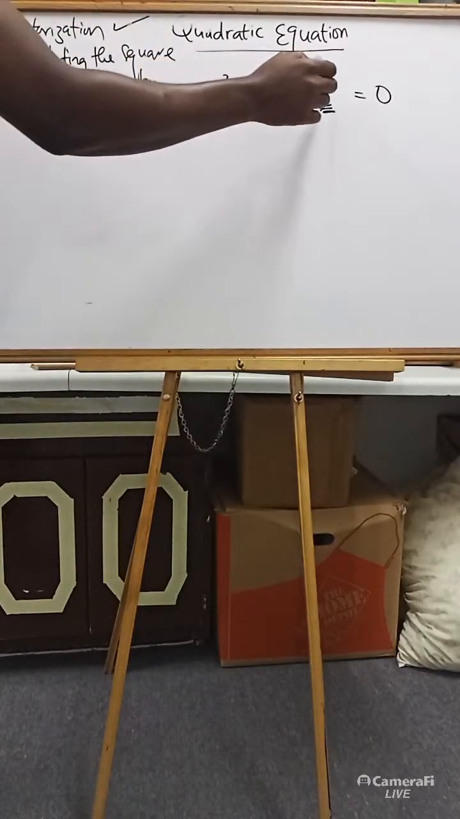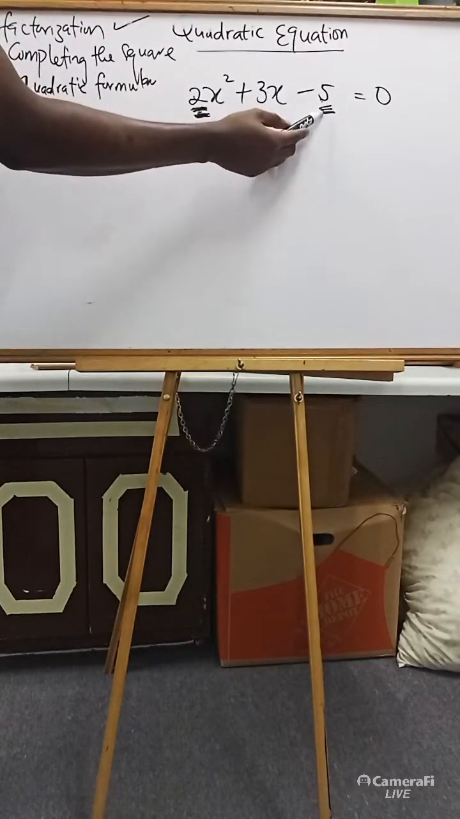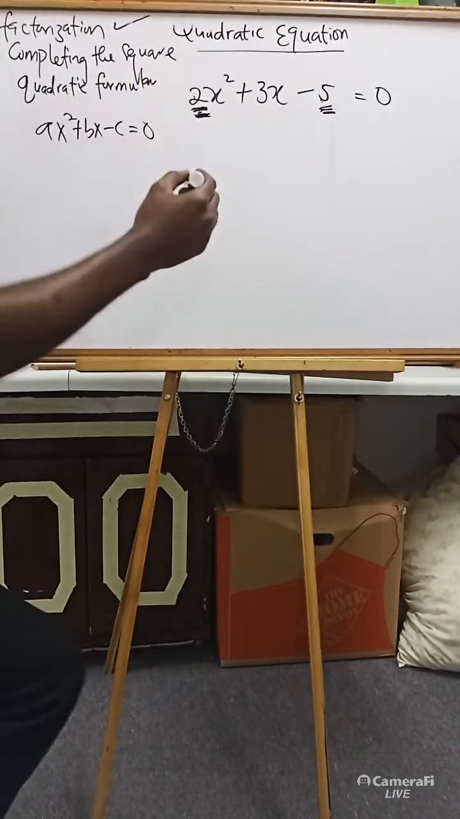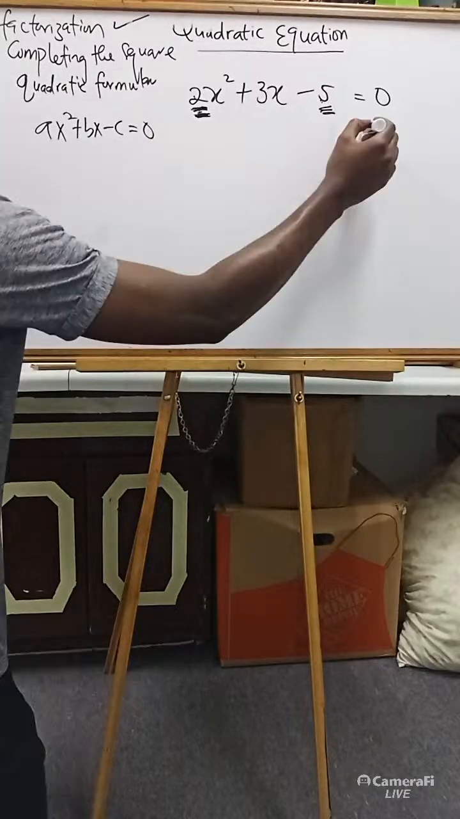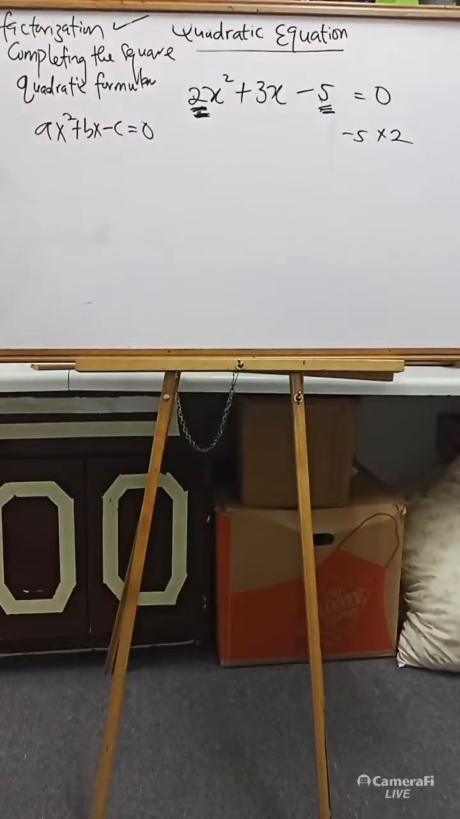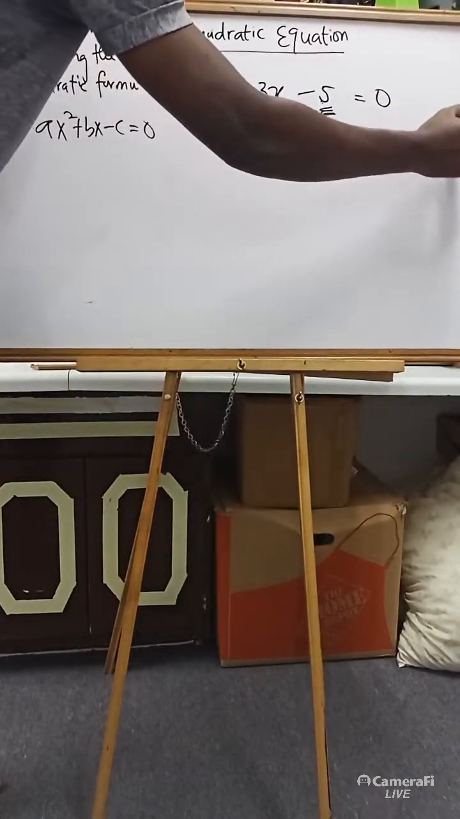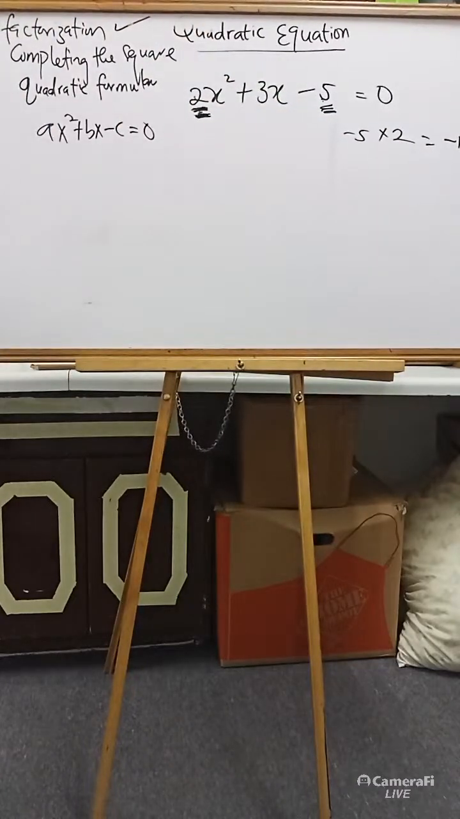So here you have what? 2 and negative 5. So you just have 2 multiplied by negative 5. You have negative 5 multiplied by 2, which is what? Negative 10. So I'm going to use another approach to do this.